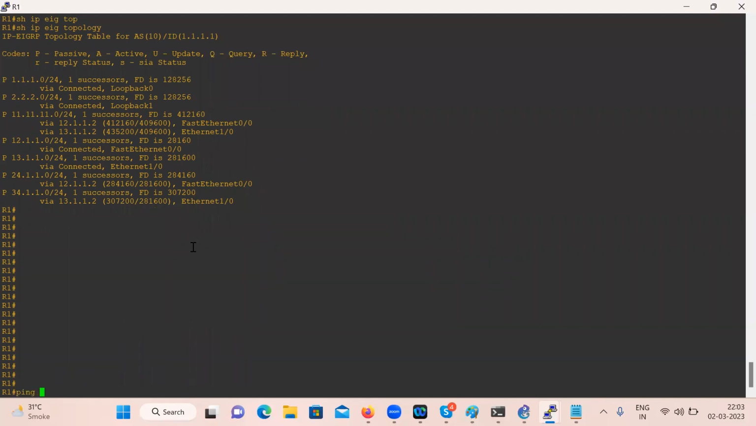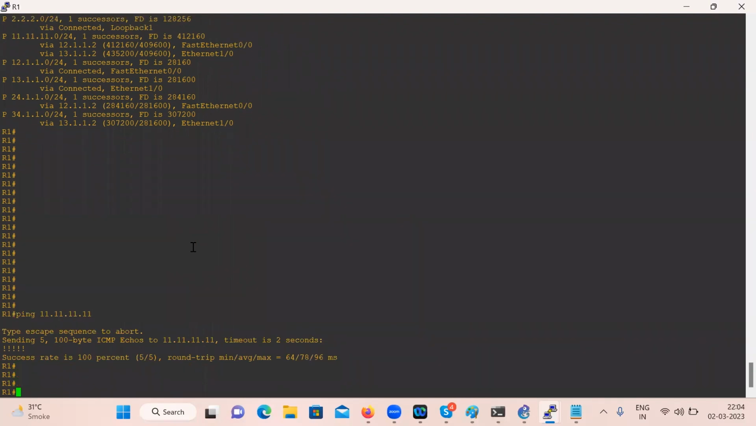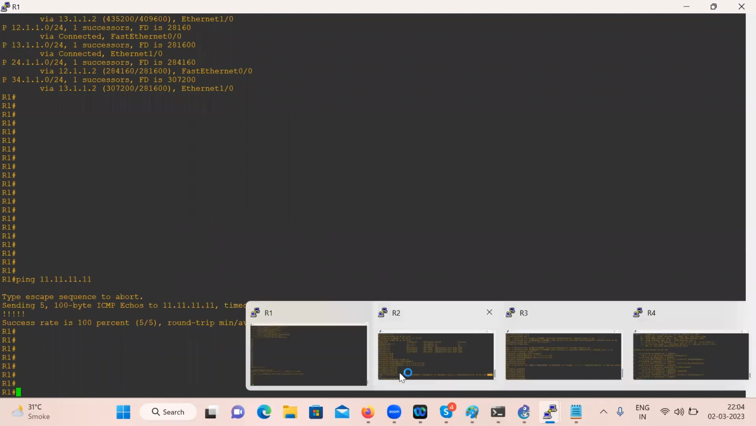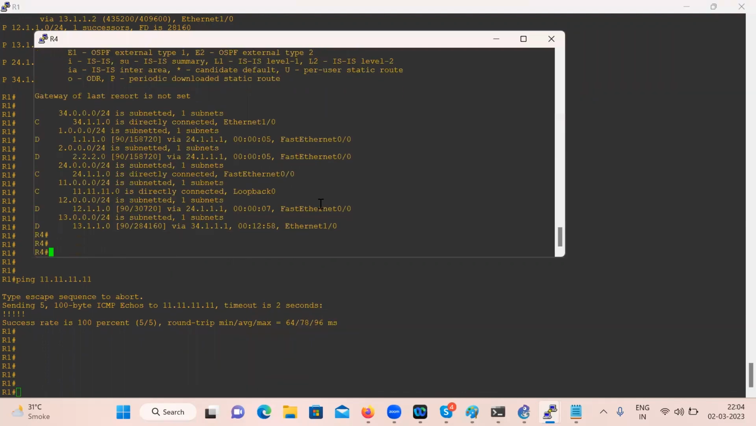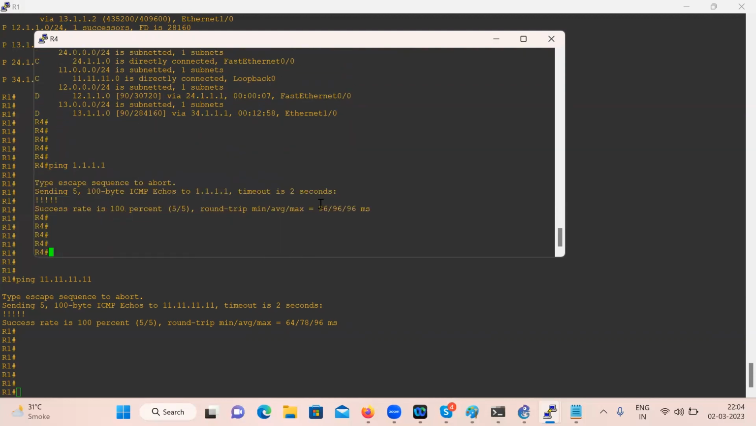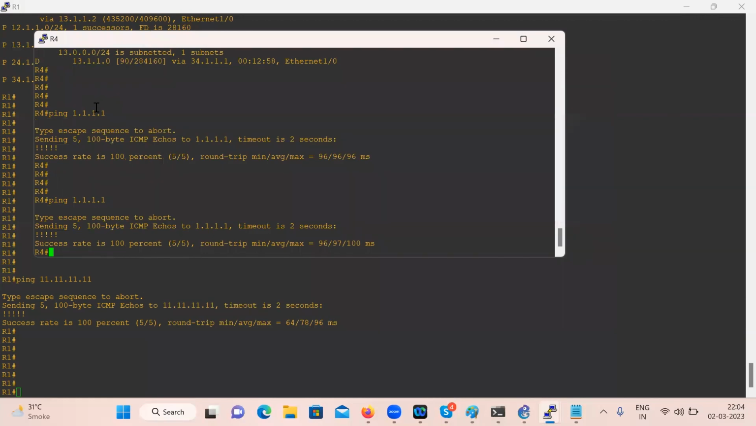If you want to do a ping testing like 11.11.11.11, okay, your ping will work. From router 4, if you want to do a ping to router 1, it will also work because this is a completely converged topology. Okay, all good. Any doubt till now?